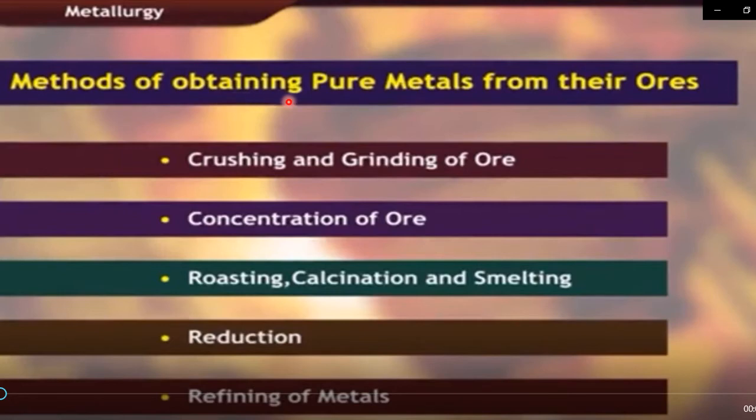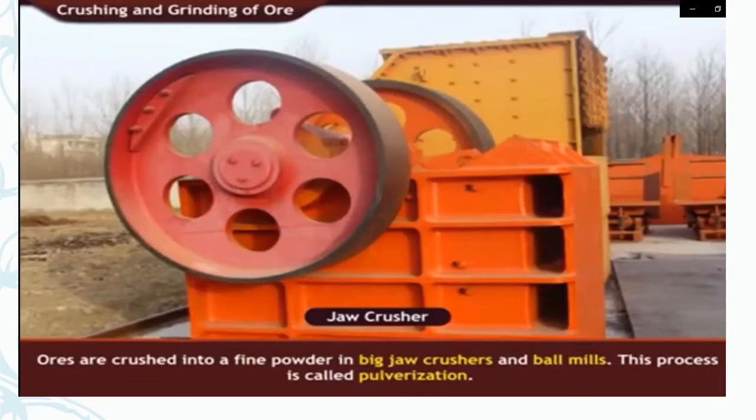Methods of obtaining pure metals from their ores. First step, crushing and grinding of ore. Second, concentration of ore. Third method, roasting, calcination and smelting. Fourth method, reduction. Fifth method, refining of metals.